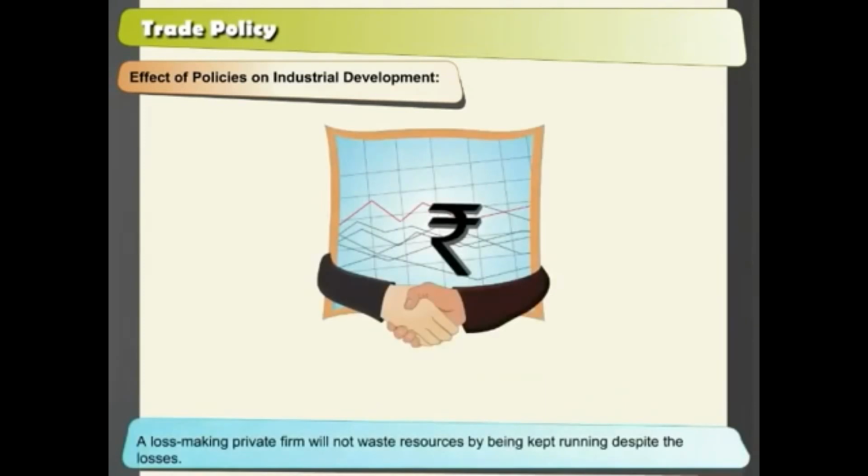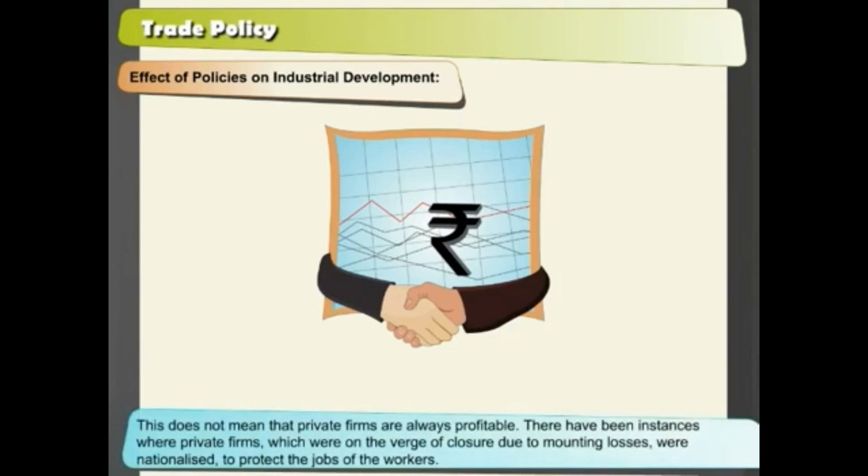Many public sector firms incurred huge losses, but continue to function because it is very difficult, almost impossible, to close a government undertaking, even if it is a drain on the nation's limited resources. This does not mean that private firms are always profitable. There have been instances where private firms, which were on the verge of closure due to mounting losses, were nationalized to protect the jobs of the workers.